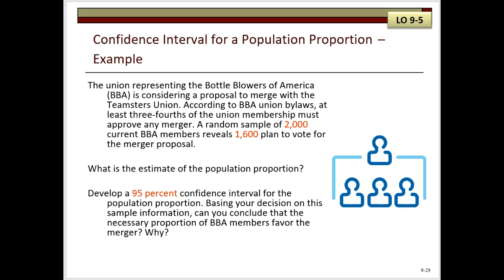Based on these sample results, we develop a 95% confidence interval for the true proportion of BBA members supporting the proposal. We also want to know, based on the results, if we can conclude that the necessary proportion of BBA members favor the merger. We develop the 95% confidence interval for the proportion on the next several slides.